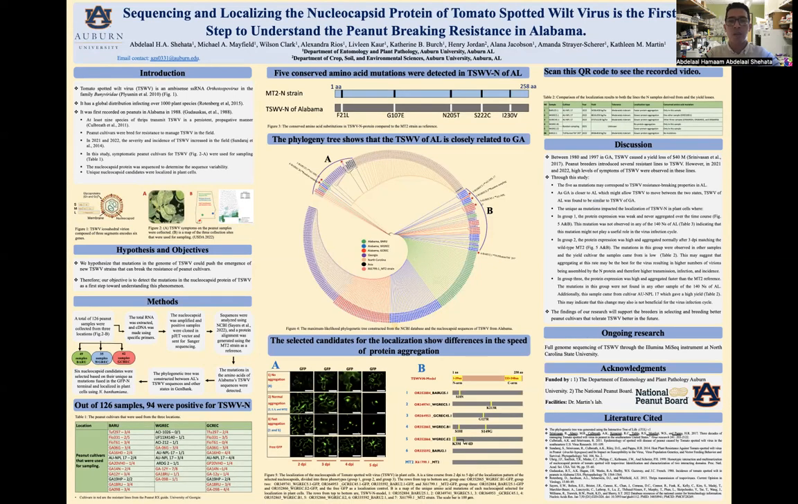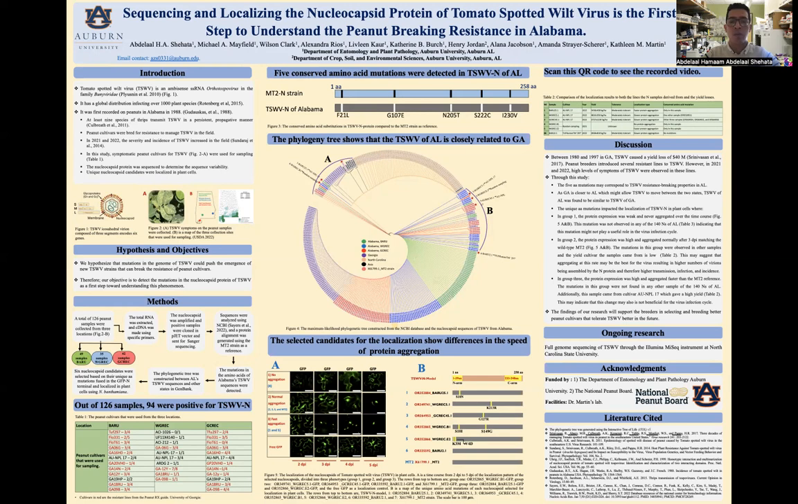In 1988, this virus was first discovered in Alabama. After that, the peanut breeders bred for resistant lines, and several lines were introduced to us, and those lines have been used for a long time. But recently, in 2021 and 2022, we noticed that the symptoms of the virus are increasing in the field. And that's why we wanted to do this study.